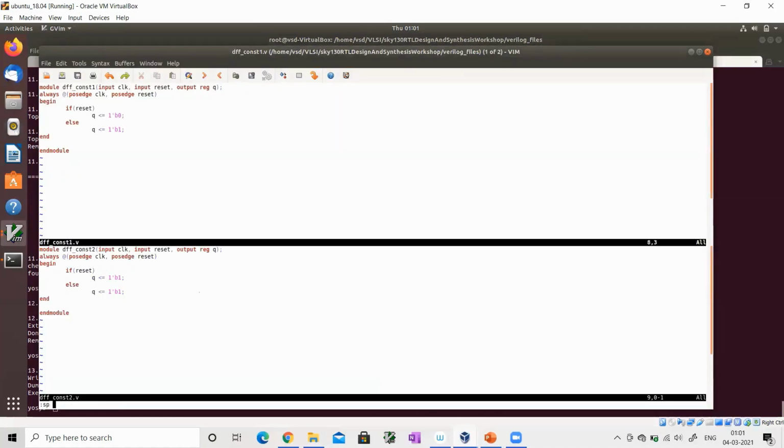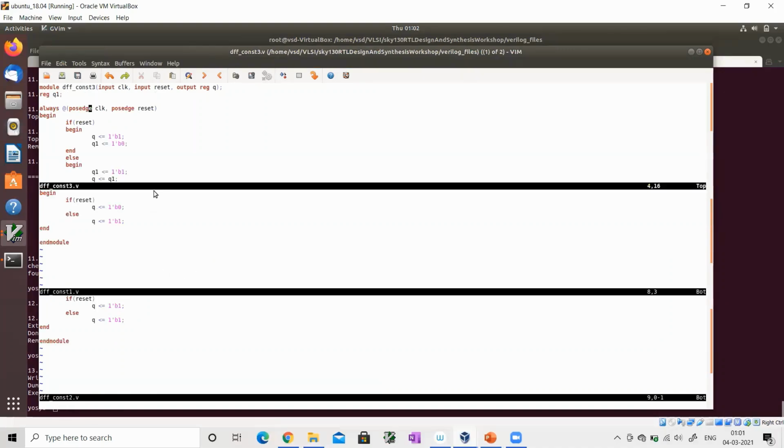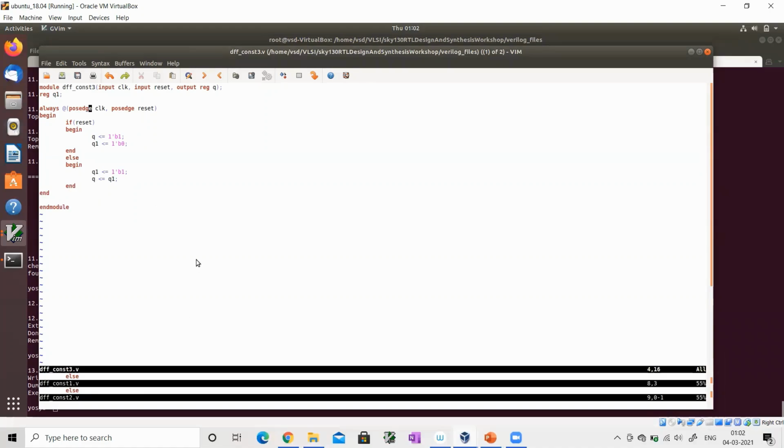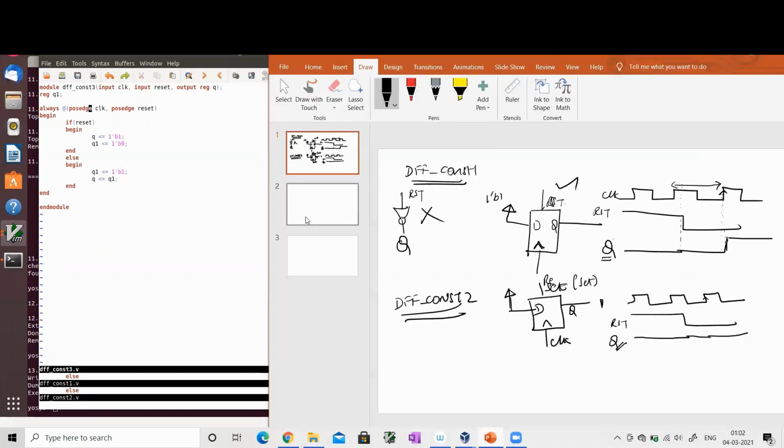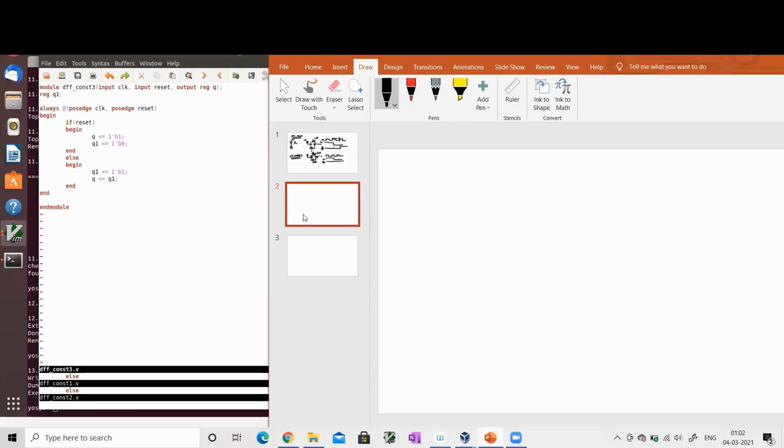So let's look at dff_const3. Const 4 and const 5, you guys will be working on as a lab. So const 3, let's look at this. This is a very interesting piece of code. What's going to happen here? Here I have 2 flops clearly.